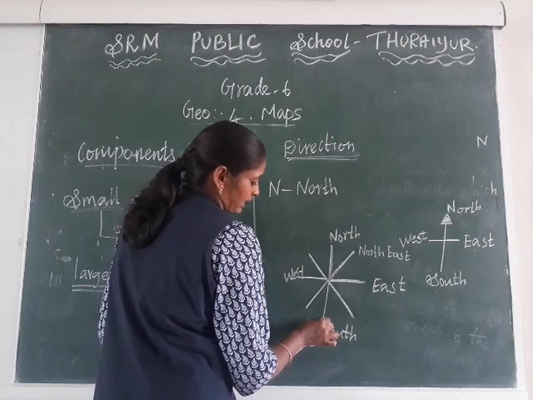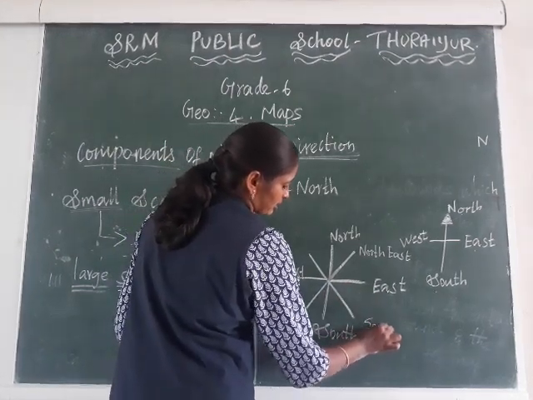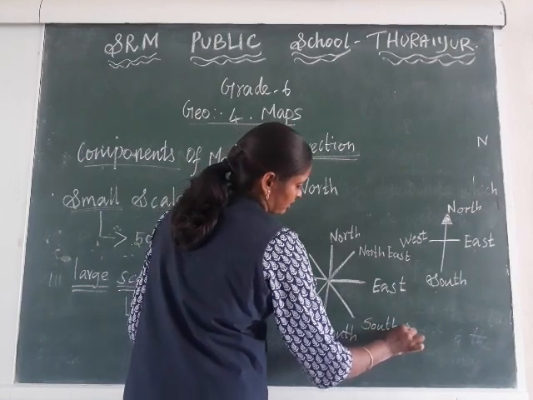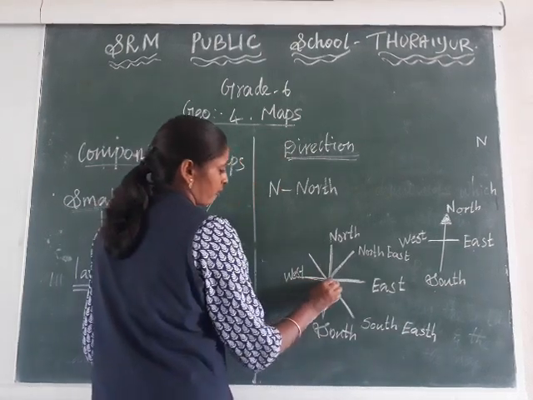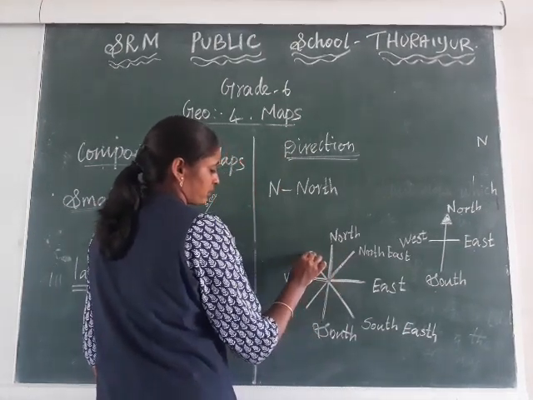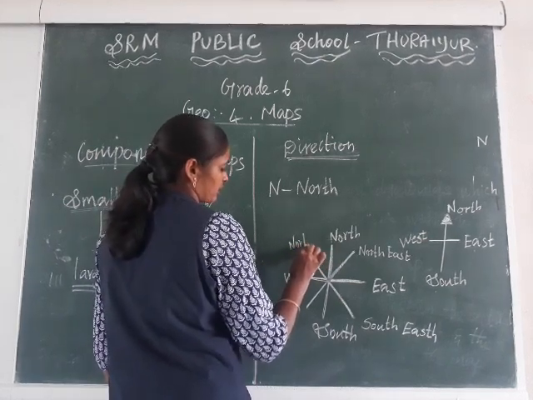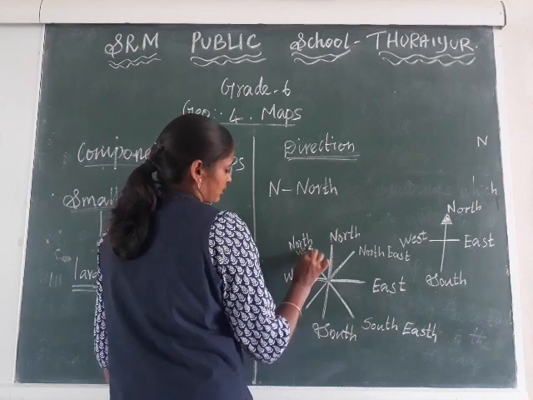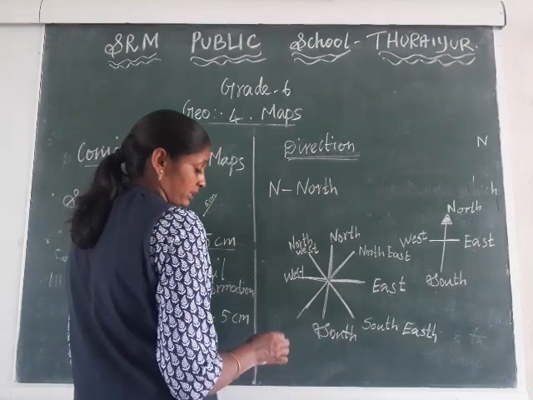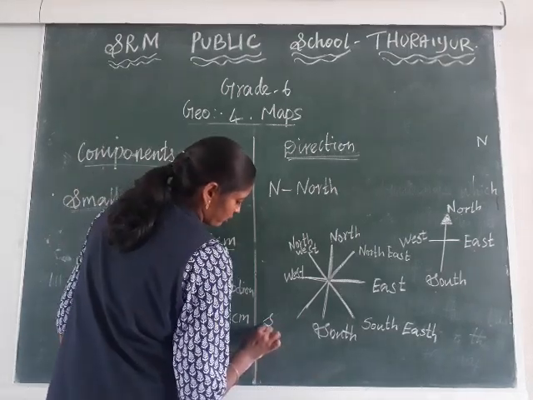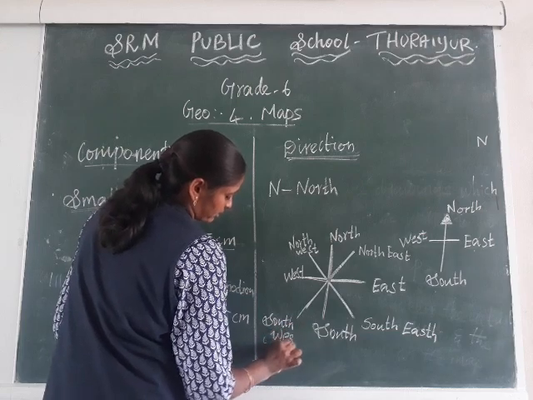In the same way, the middle point of south and east gives us the southeast direction. Here we have west, here we have north. So in between north and west, we have the northwest direction. Likewise, the middle of south and west gives us southwest.